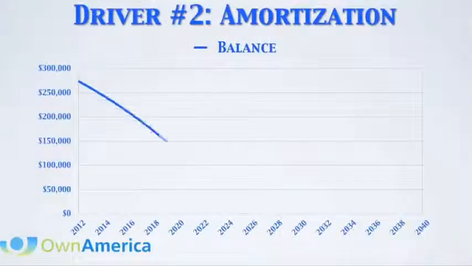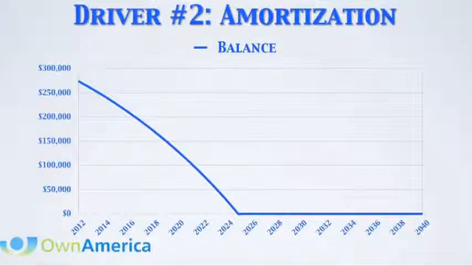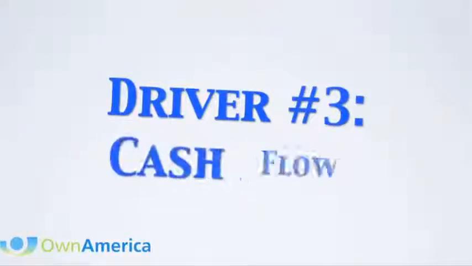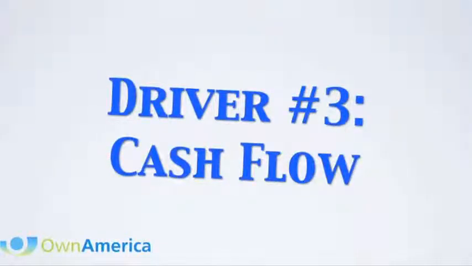Here's a 15-year amortization, which is straight off a cliff. I mean, you see right away your payments are dramatically digging into your principal balance. Driver number 3 is cash flow. That's where your rental income exceeds your operating expenses.